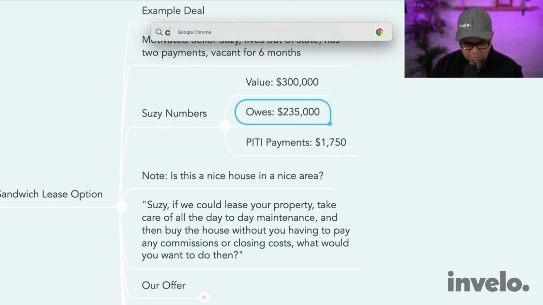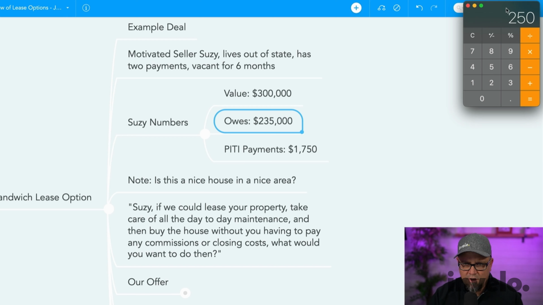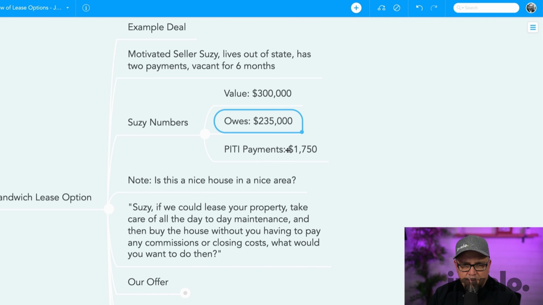Now, if she were to sell with a realtor, if I get a calculator out here, and if she listed it for $300,000, she would walk away with about 85% of that. She would walk away with $255,000. And if she owed $235,000, her net equity, the cash that she would actually walk away with, is $255,000 minus $235,000, which is $20,000. That's how much true net equity she has. And her PITI, her principal, interest, taxes, and insurance, her payments are about $1,750.